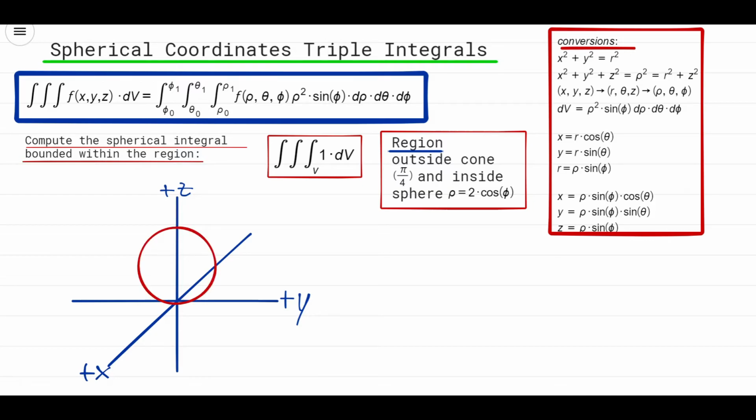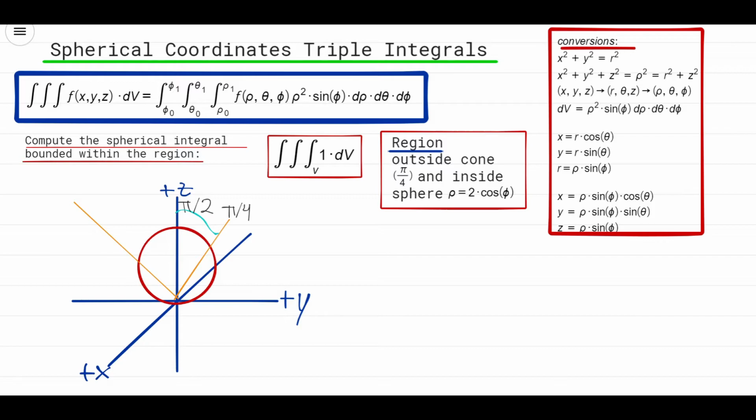So here's our sphere. Our sphere is 2 cosine phi. And our cone is bounded by pi over 4. It's outside the cone, pi over 4, which means that the cone is bounded essentially from pi over 2 to pi over 4. So this part's kind of trivial. How did I know this? Well, because it's telling us it's outside pi over 4 and it's within the sphere, but the line of action is happening right at pi over 2.